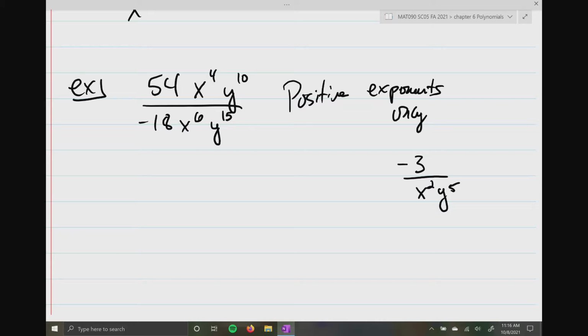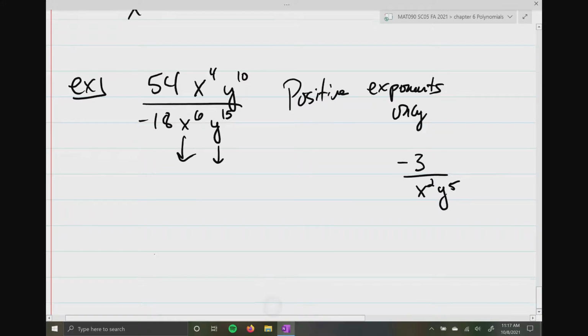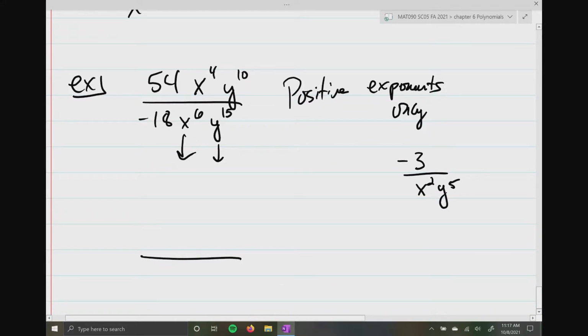All right. Well, let's go through and do this, okay? So I want to do the easy part first. The easy part is right here. It's these two. Because the bases match, we're going to go ahead and subtract exponents. X to the 4th divided by x to the 6th is x to the 4 minus 6, which is x to the negative 2. That goes in my denominator.